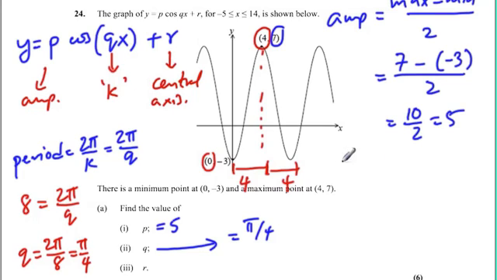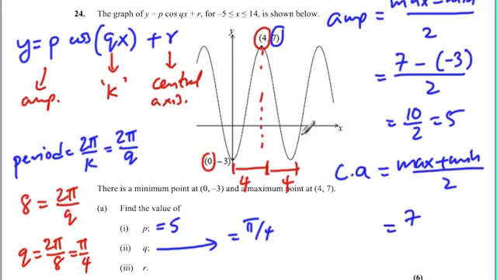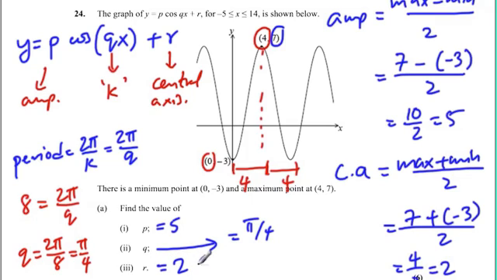Okay, R is the central axis. And remember, for the equation of the central axis, I'm just going to write CA for central axis. This is equal to max plus min divided by 2. The max is 7, as we said, and the min is -3, as we said. So it's 7 plus -3 divided by 2. 7 minus 3 is 4, and 4 divided by 2 is equal to 2. So R is simply equal to 2. That also makes sense because halfway between -3 and 7 is 2. Okay. So that's the solution for 24.